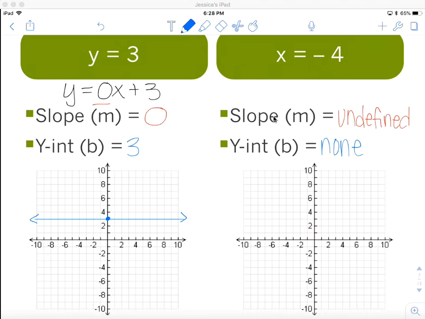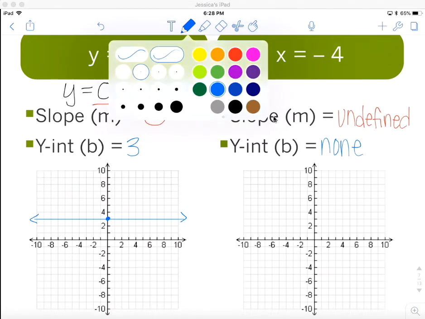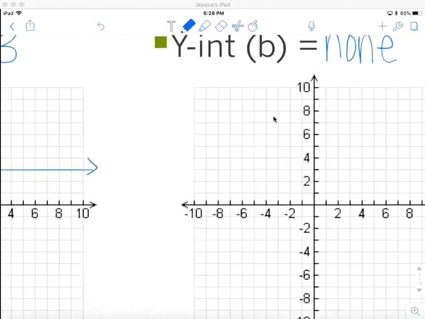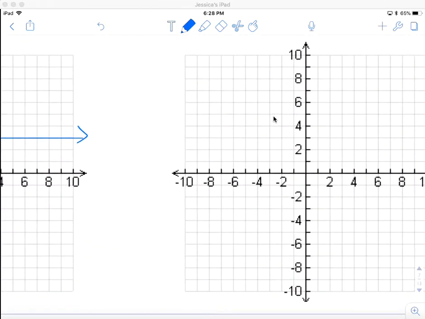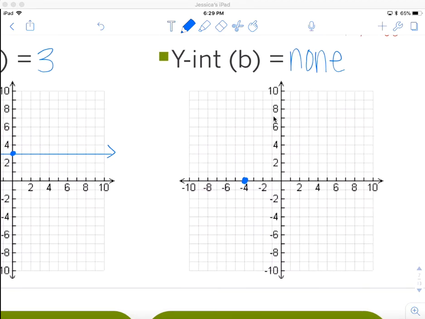Here's how. Since x equals negative 4, I am actually going to start this time, this is the only time you'll do this, on the x-axis. My x value is negative 4. So if I teach you the slope song, undefined, undefined, that's the slope of a vertical line. I am going to draw a vertical line straight through negative 4.